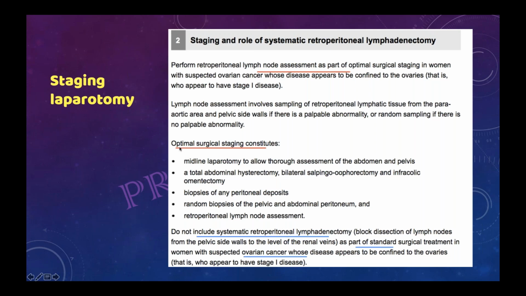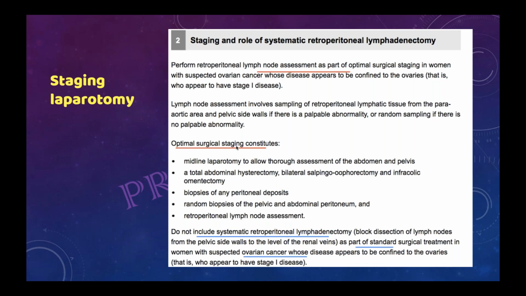Also you have to remember optimal surgical staging. This is the criteria for it, and questions come from this part also. So what they do in optimal surgical staging, that you have to know. It is important for both part 2 and part 3 people, because for part 3 people, a role player station also comes, and an ovarian viva station also comes.